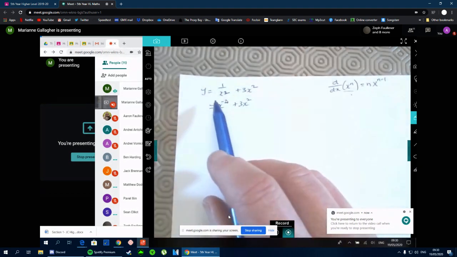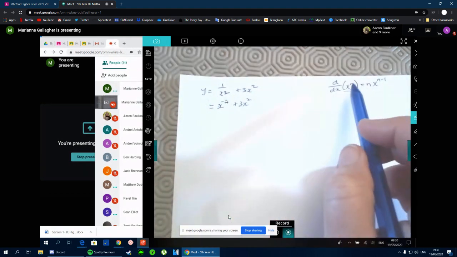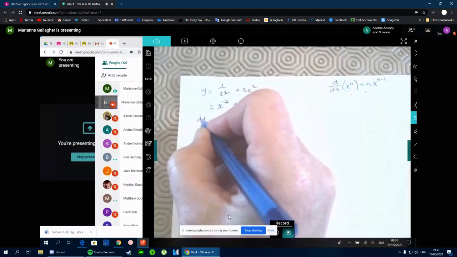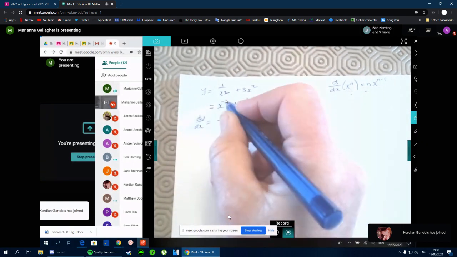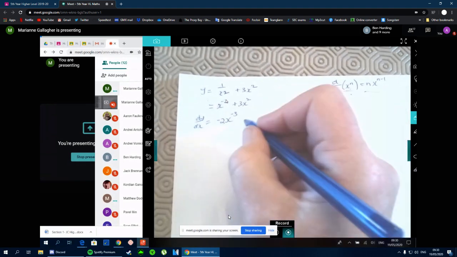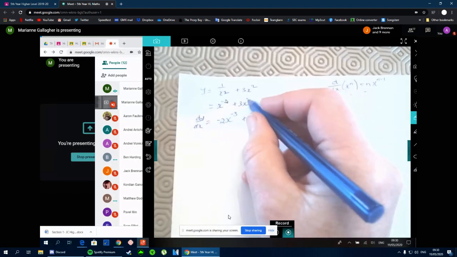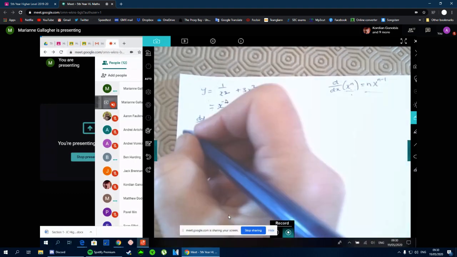So before you differentiate, you have to get your function into this form. Now, when it's in this form, you follow this rule. So dy dx, bring down the power, which is negative 2, and the power goes down by 1. Minus 2 minus 1 is minus 3. Bring down the power, which is 2, multiplied by 3, you get 6. New power is 2 minus 1, which is 1. You don't need to write a power of 1.